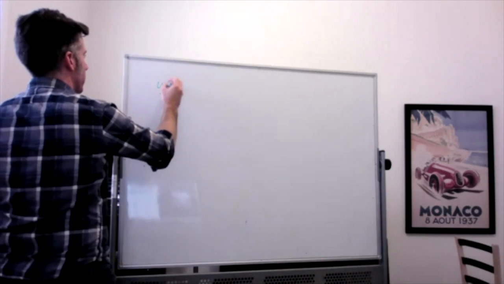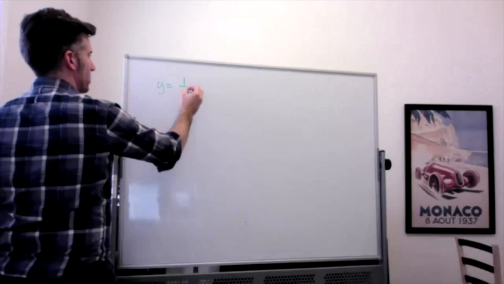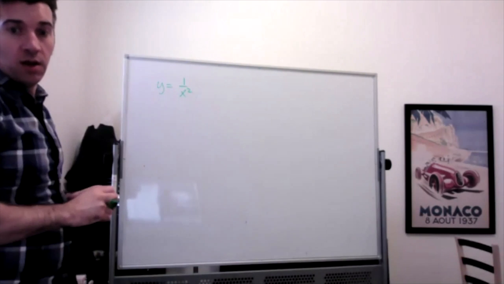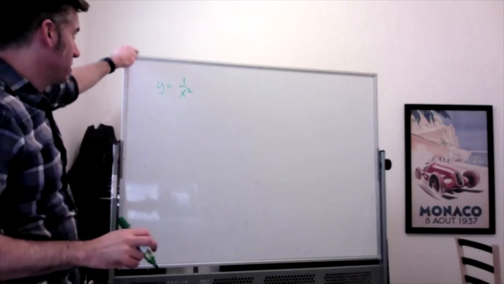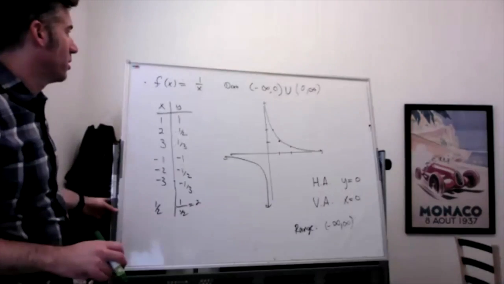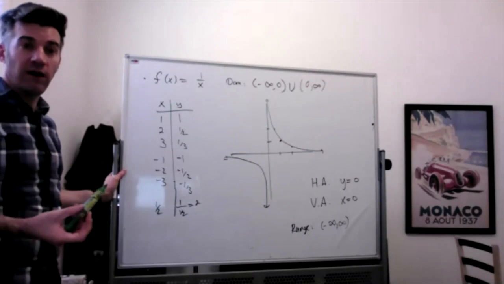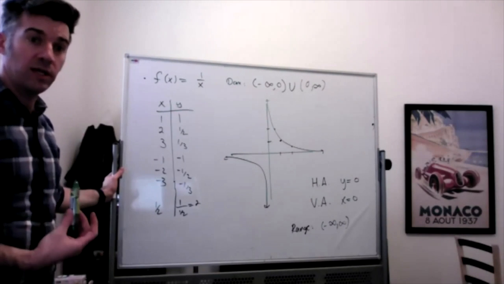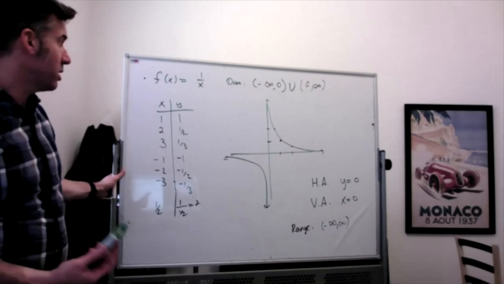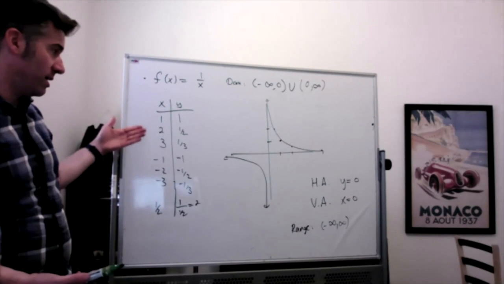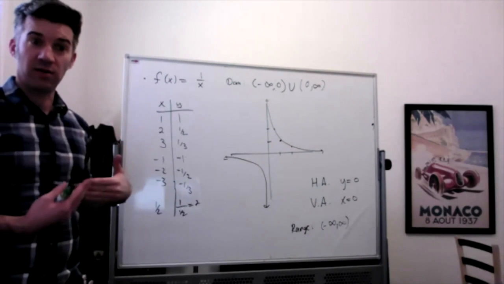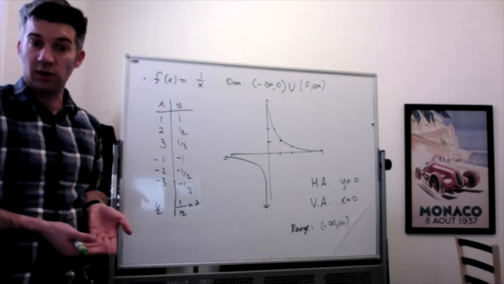Is the function y equals 1 over x squared. How do you get the asymptotes? So a horizontal asymptote is a value that the function gets closer and closer to as x gets larger and larger. So here, as x gets larger, the y values get smaller and smaller. So the horizontal asymptote is 0.